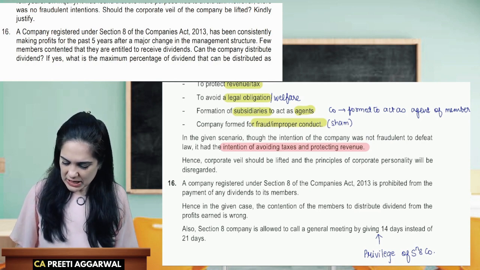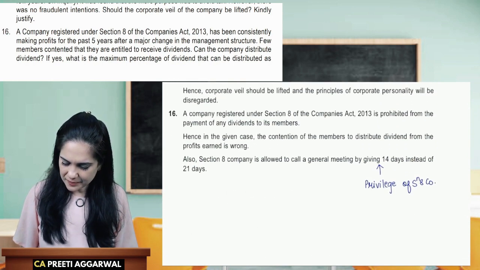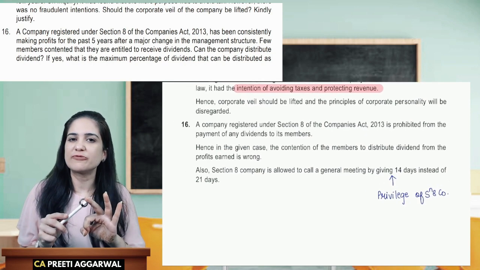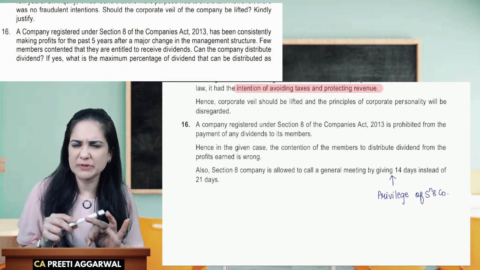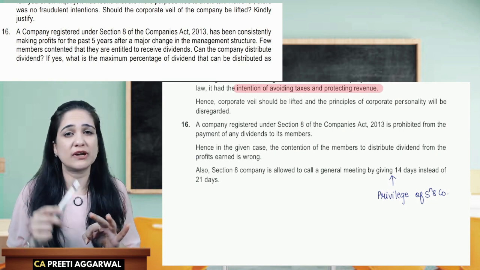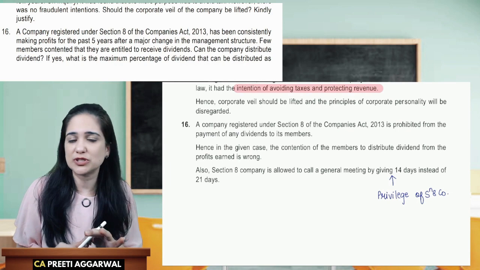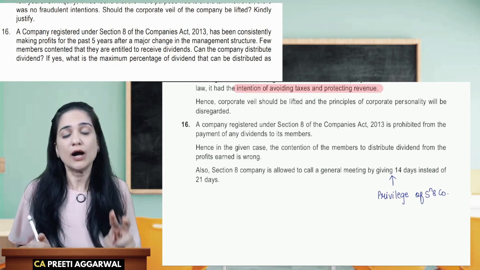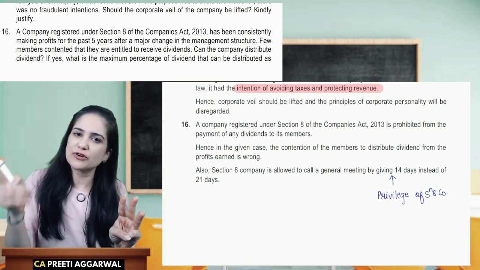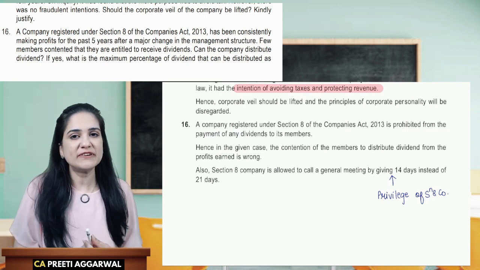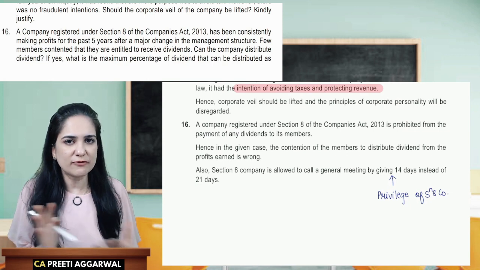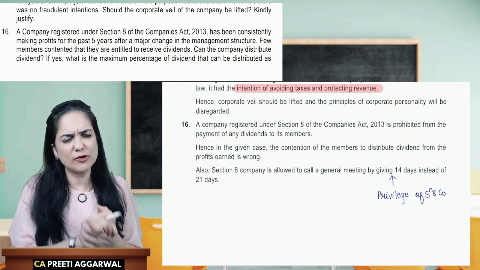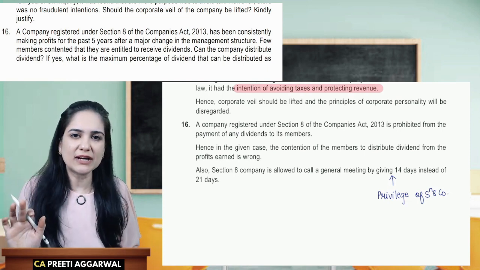See, a Section 8 company, it has three objects. One is it is formed for a specific object, for a specific purpose, like promoting art, science, culture, education, protection of environment. It is prohibited from distributing the profits in the form of dividend. Whatever profit it is earning, it is to be used for the purpose for which it is incorporated. If it starts distributing profits, the license will be revoked by the central government, and the ROC will add the word limited or private limited at the end of the name. You will lose all the privileges of a Section 8 company.